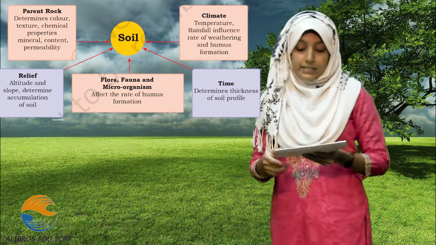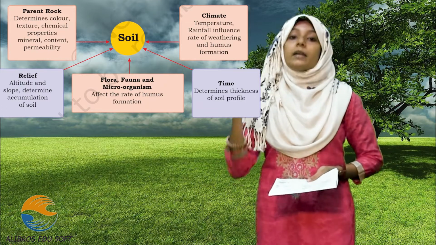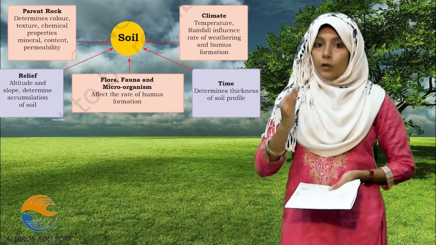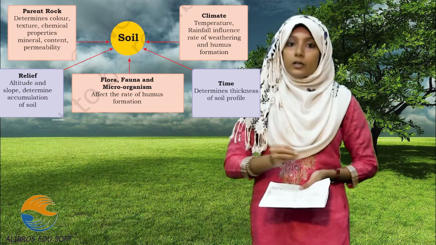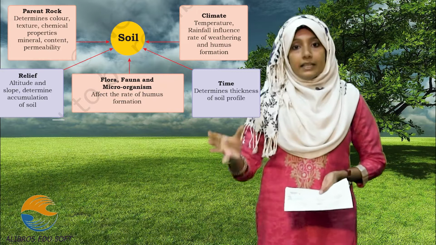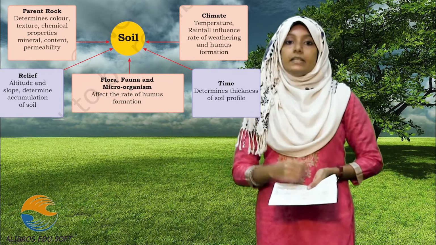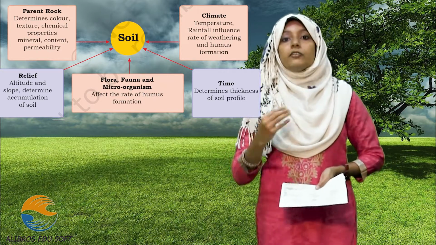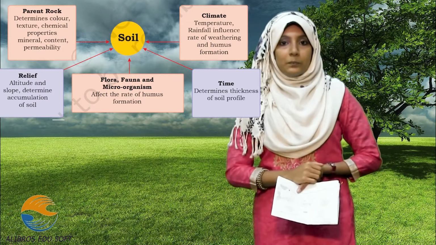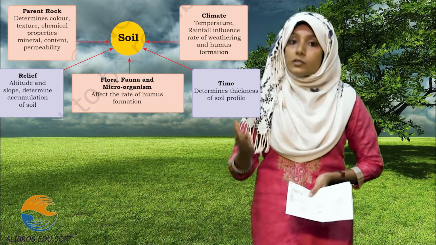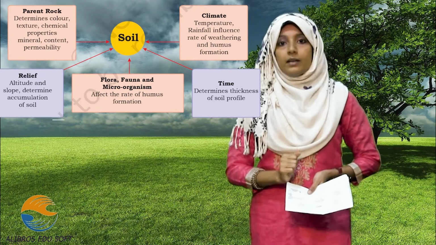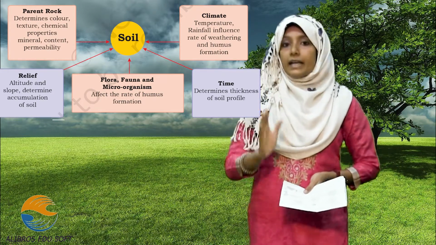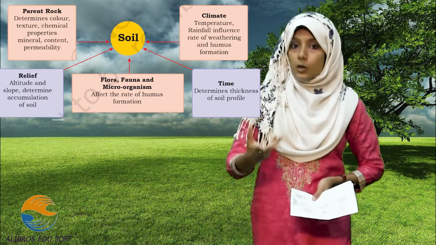And the third one is flora, fauna and microorganisms. Flora are the plants, fauna are the animals, and then microorganisms. These three things improve the fertility of the soil. It helps the growth of plants faster. Next is time. It takes hundreds of years for the formation of 1 centimeter of soil. So, time is also a characteristic for the formation of soil.